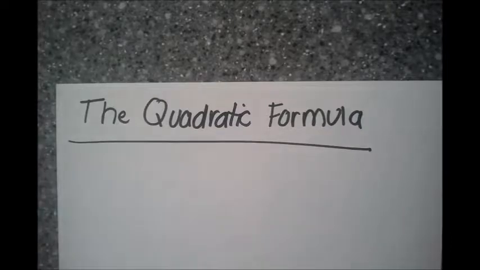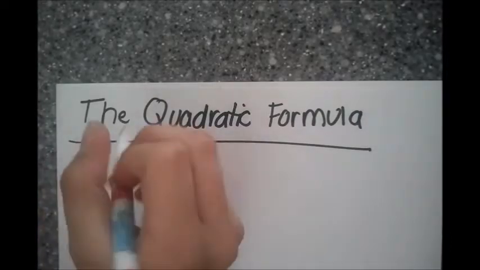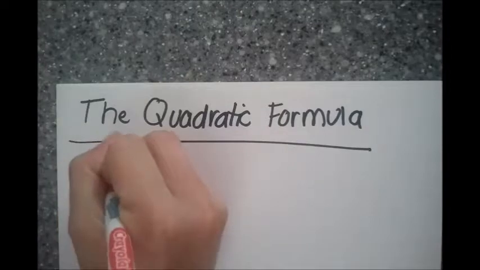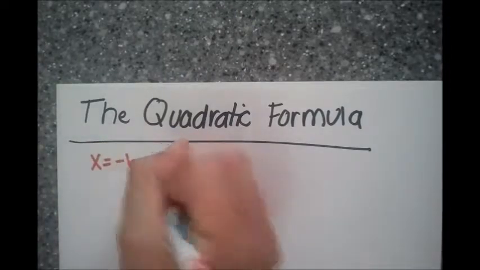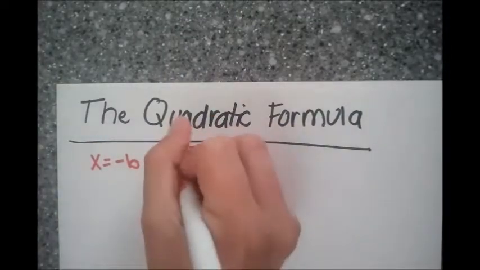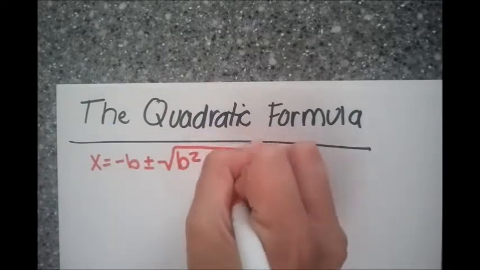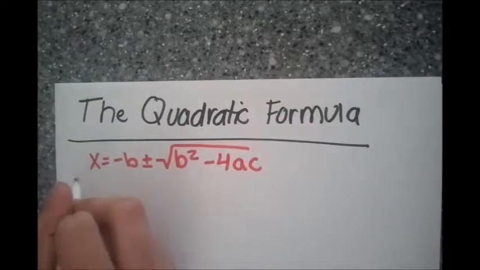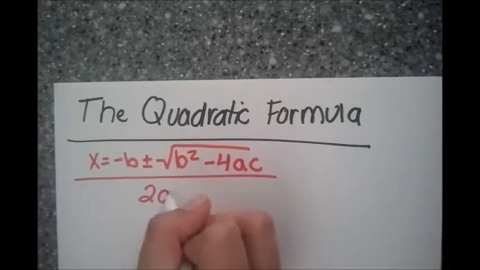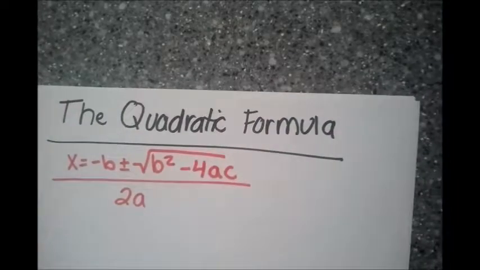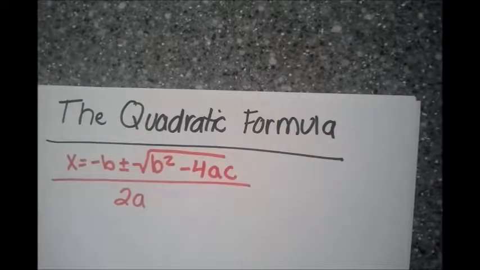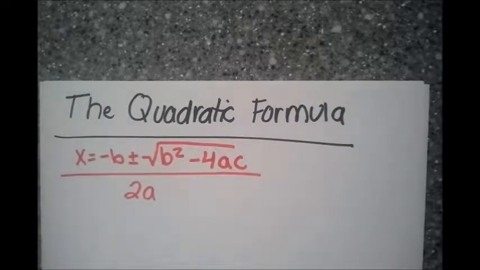Quadratic formula can be pretty simple. The formula for it is x equals negative b plus or minus the square root of b squared minus 4ac, all over 2a. An easy way to remember it is singing it to the tune of Pop Goes the Weasel, and that's how I remember it. Once you're given the equation to solve, you just plug the numbers into the formula.